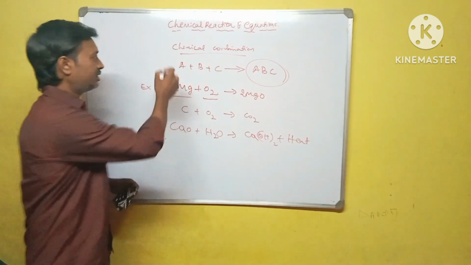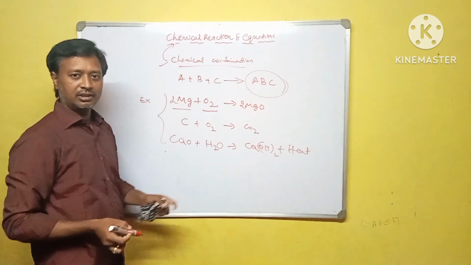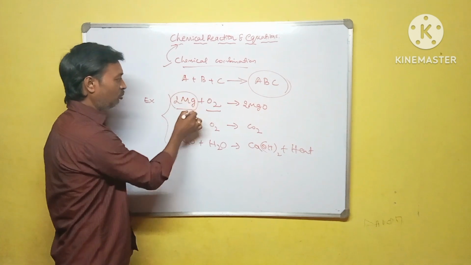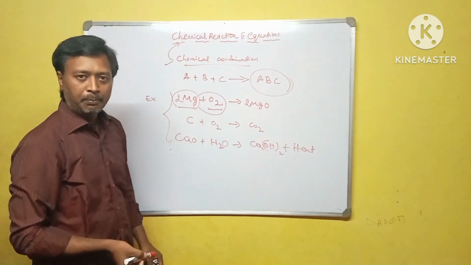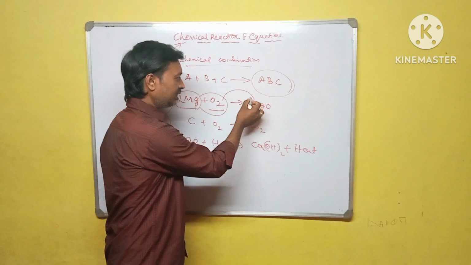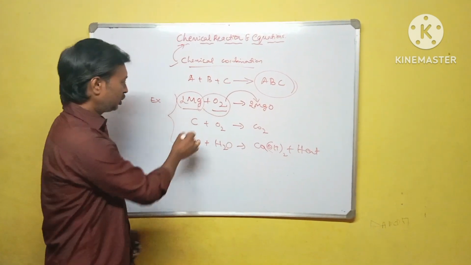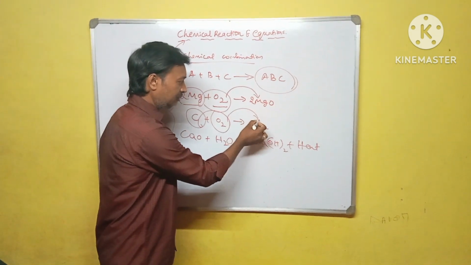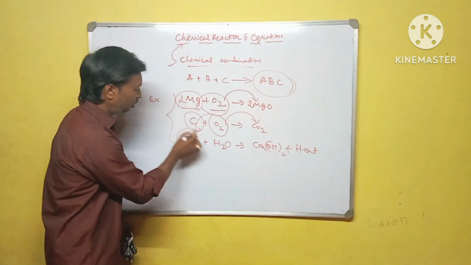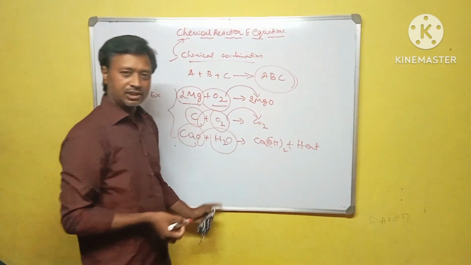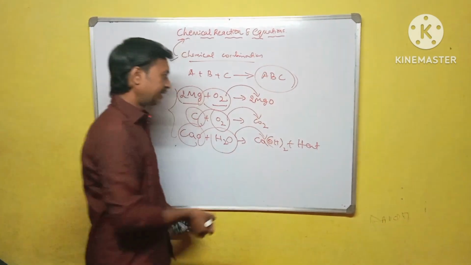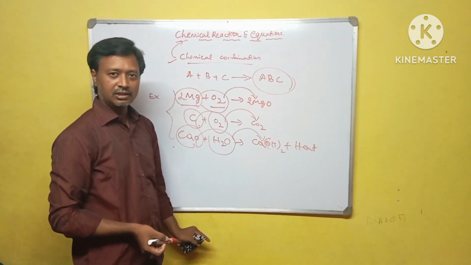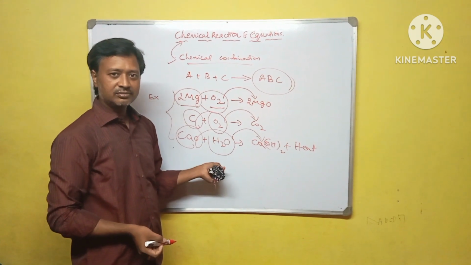It is a type of chemical reaction in which two or more reactants combine together and produce a single product. Two or more reactants react with each other and produce a single product. Such a reaction is called a chemical combination reaction. Do you have any doubt?